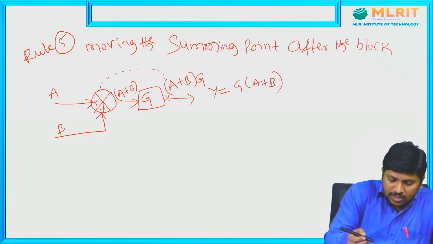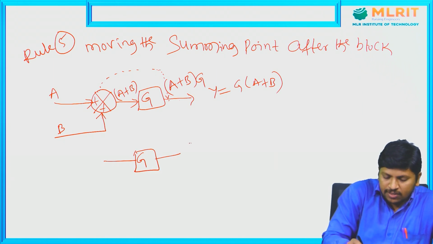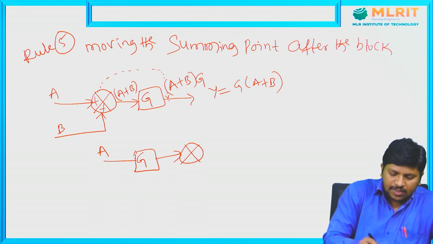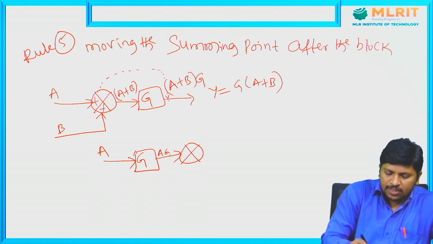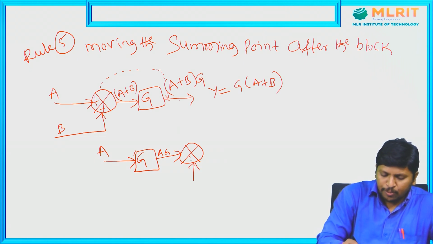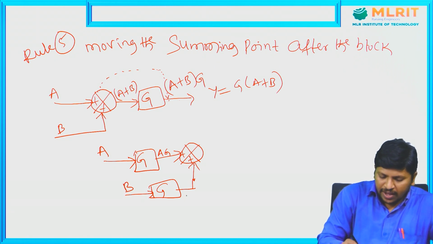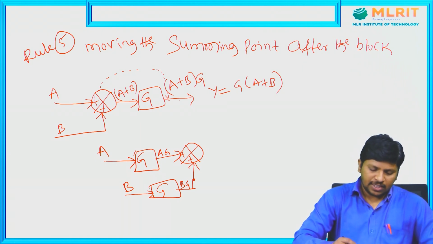Right. After the block, I am going to redraw this one. First is the block, after that the summing point. The input signal is A, and the output is AG. In the take-off point, B is there, but in the block the value is G. I am going to write just G in the block, and here the B value. This is the output BG. Here, adding, just observe: AG plus BG.